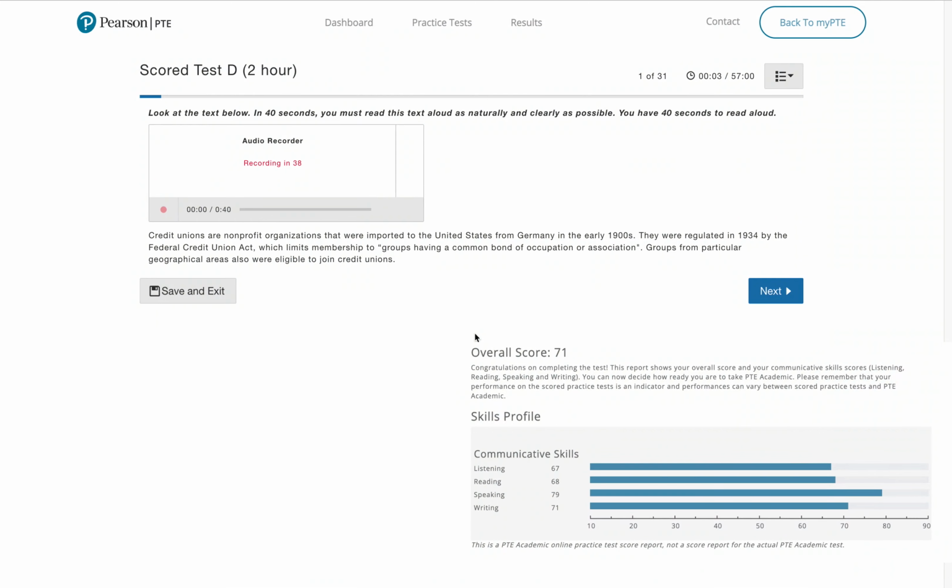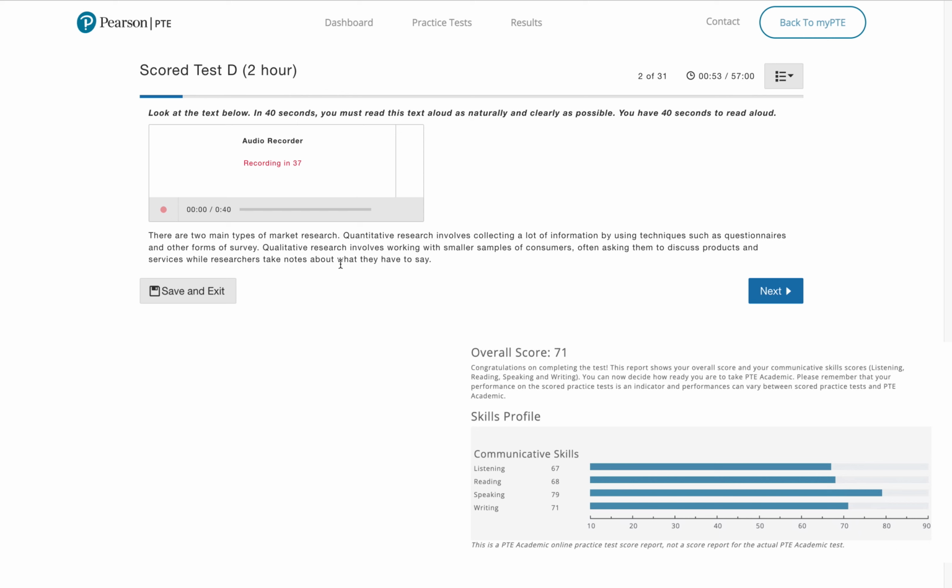Credit unions are non-profit organizations that were imported to the United States from Germany in the early 1900s. Most people do not realize that credit unions are non-profit organizations.